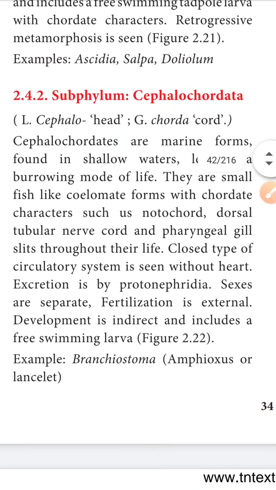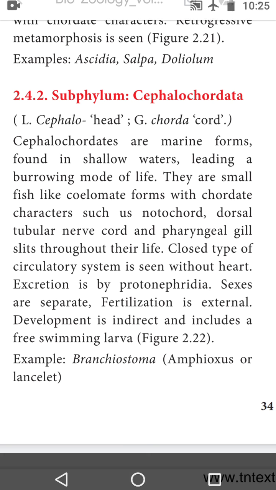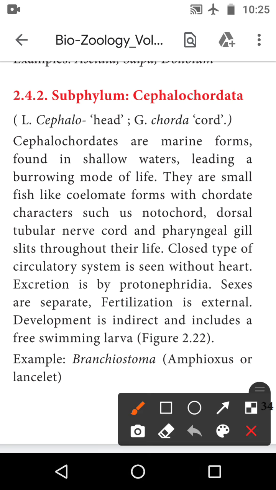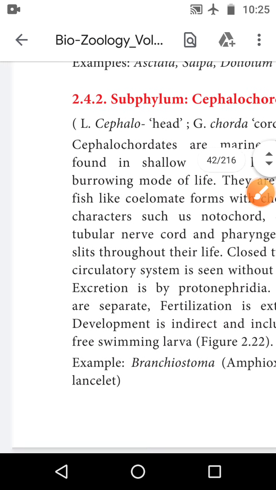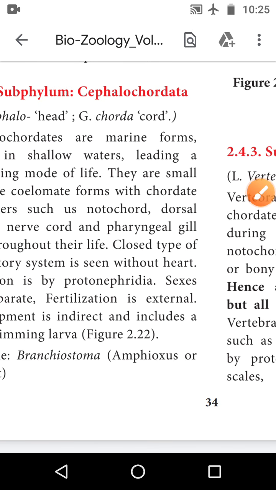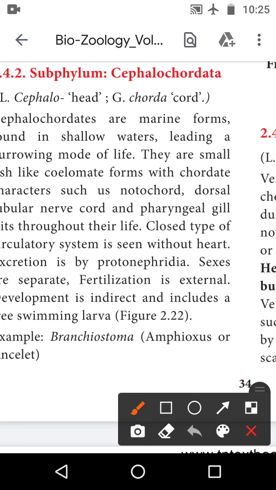The next subphylum is Cephalochordata. What is the next subphylum? Cephalochordata. Cephalo means head. The cephalochordates are marine forms found in shallow waters. That is their mode of life. They are small, fish-like, coelomate forms with chordate characters such as the notochord and dorsal tubular nerve cord. So this also has the chordate characters.